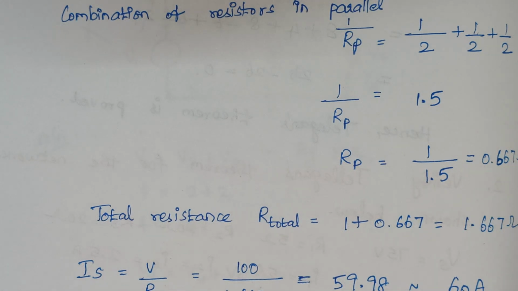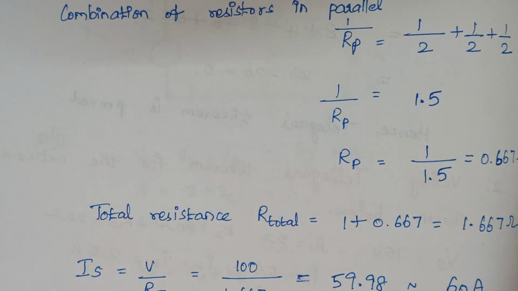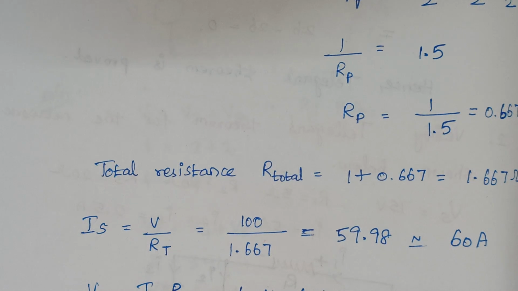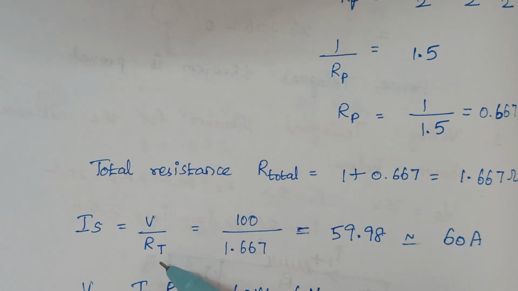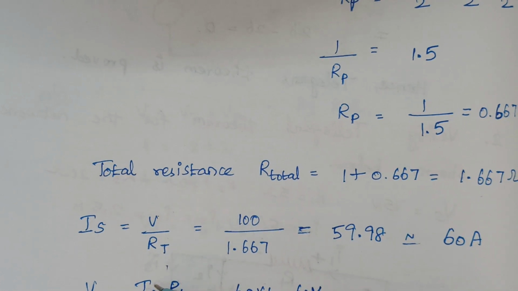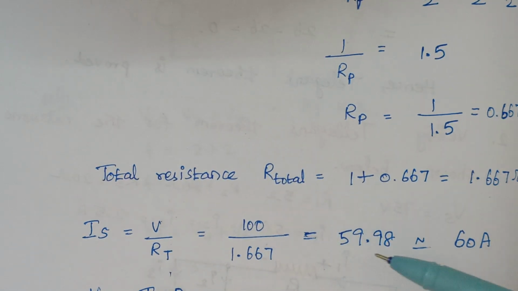Right. Now this is the total resistance of the circuit. Now we can calculate the total current. It is given by V by R, that is total resistance. So we know the values, just substitute and here the answer is 60 amps, right?